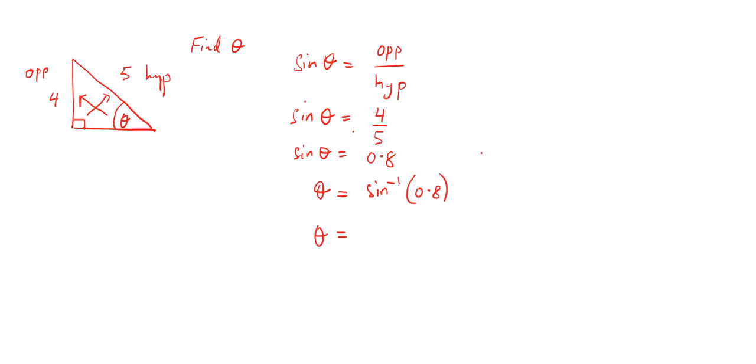What you have to remember is to make sure that your calculator is in degrees, right? Because an angle can be measured in degrees or it can be measured in radians. So you need to make sure on your calculator you have it set to degrees. Okay, so I'm going to use the calculator now, and I'm going to find the sine inverse of 0.8, and that gives me 53.1 degrees.